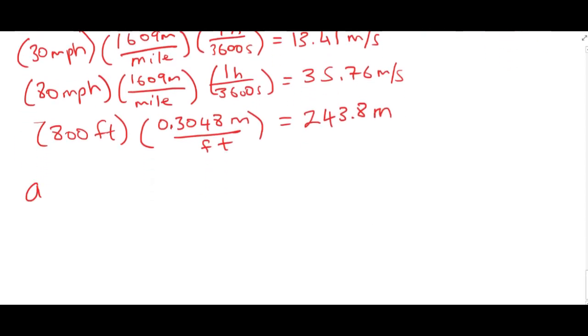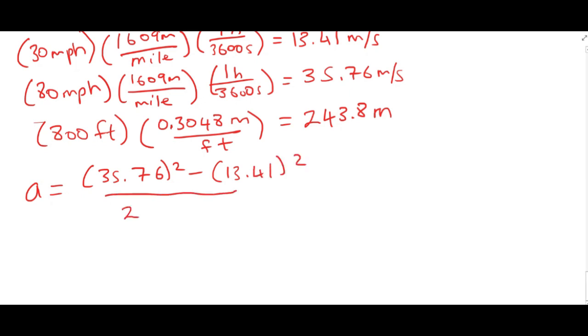We can now find the acceleration. Acceleration is equal to the final velocity, 35.76 all squared, minus the initial velocity, which is 13.41 all squared, divided by 2 times 243.8, which gives us 2.25.